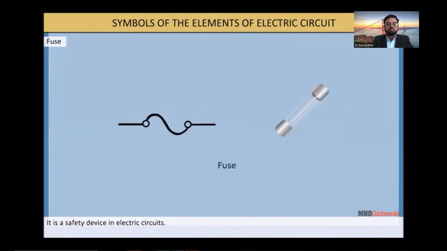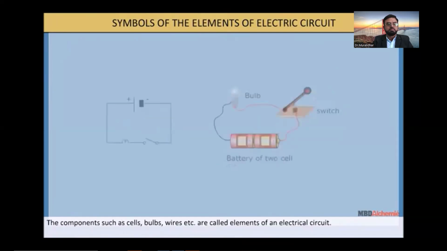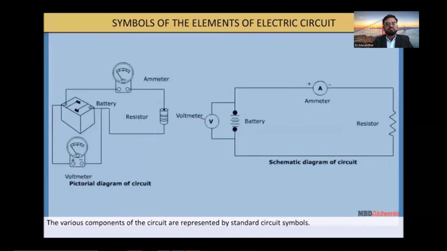Fuse. It is a safety device in electric circuits. The components such as cells, bulbs, wires, etc. are called elements of an electrical circuit. The various components of the circuit are represented by standard circuit symbols. It is much easier to draw a circuit diagram using symbols. Therefore, we generally represent an electric circuit by its circuit diagram as shown. Symbols of some common components are shown.